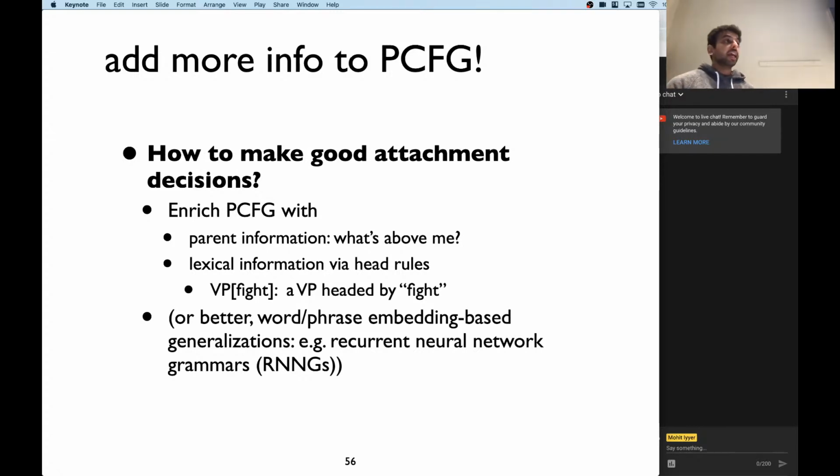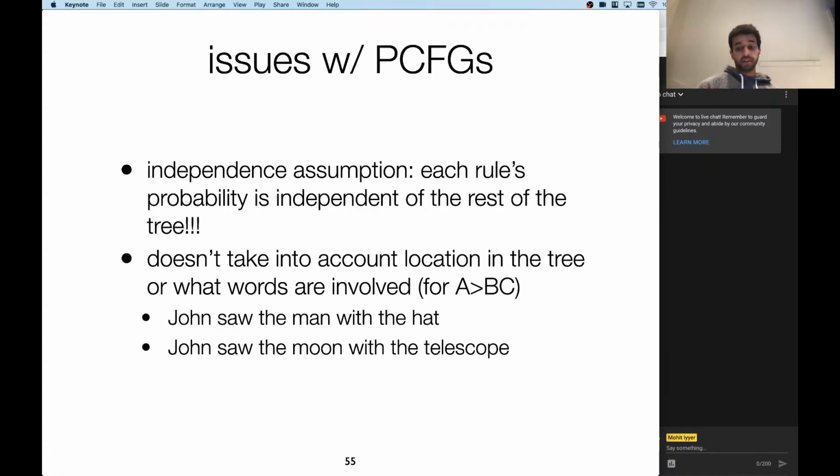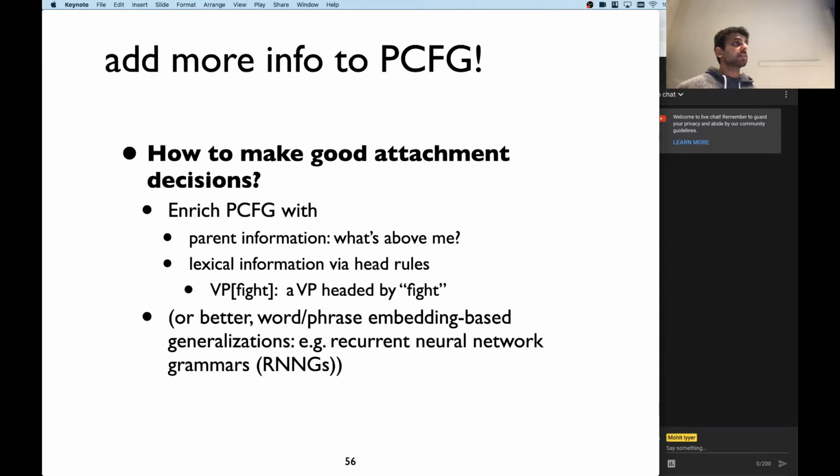So one way to improve on what we've just discussed is to add more information to the grammar. So we can add different non-terminals that are specific to the head word. So for example, we could have a different prepositional phrase if the noun is telescope. So this could be like PP parentheses telescope or PP parentheses hat, for example, and estimate the probabilities for each of those rules differently, and perhaps that would help take into account some of this information.